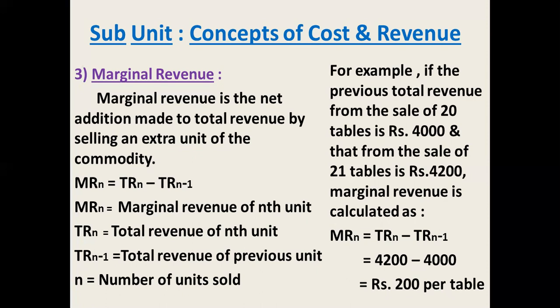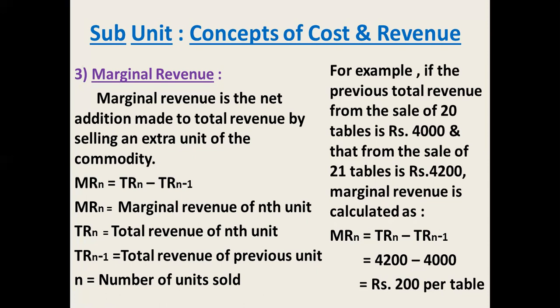Means before we produced the additional unit of that table, the revenue of the 20 tables was 4,000 rupees. See now, 4,200 minus 4,000 is equal to 200 rupees per table, means the last table's price is 200 rupees. The industrialist collects a revenue of 200 rupees for that additional table. So that is called the marginal revenue.